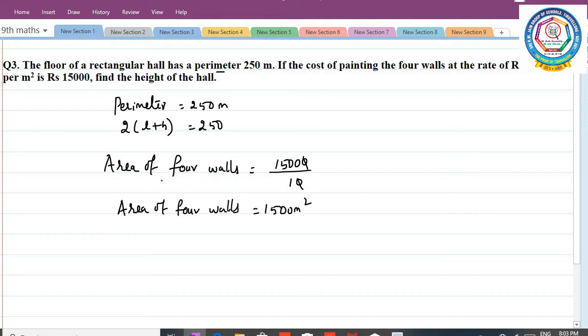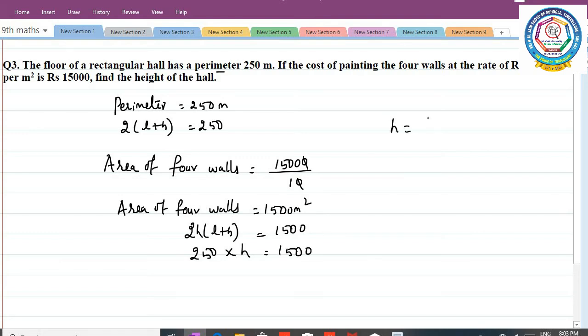So we know that formula. What is the area of four walls? 2h into (L plus B) equal to 1500. So 2 into (L plus B) is given. What is 2 into (L plus B)? 250. So height we do know. 250 H is equal to 1500.